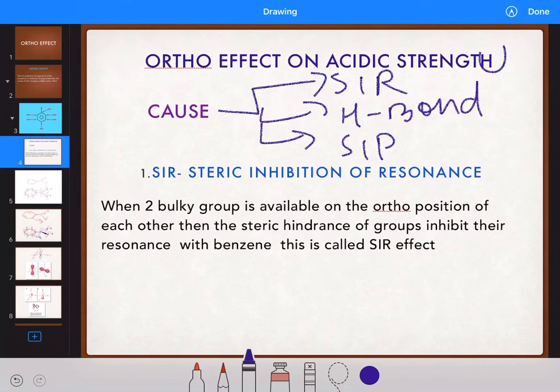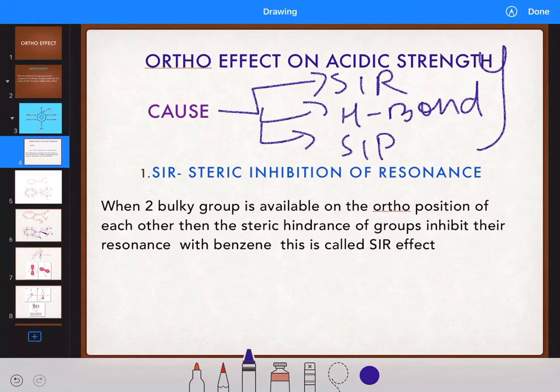These three effects are collectively called ortho effect. Correct? All these three effects are collectively called ortho effect. So we can say in ortho effect there are three different types of effect. First is SIR, second is hydrogen bonding, and the third is SIP.